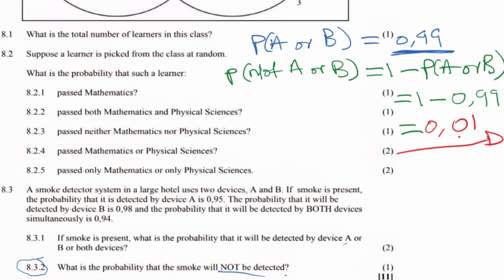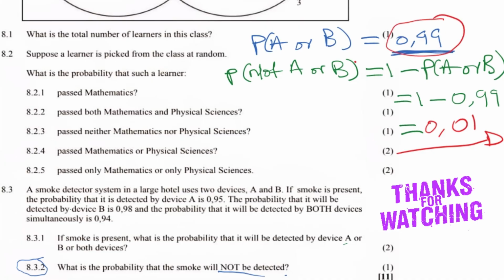This is the probability that both devices will not be able to detect the smoke. And this other one is the probability that device A and device B will be able to detect the smoke. I hope that is easily understood.